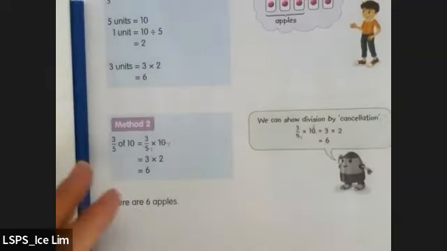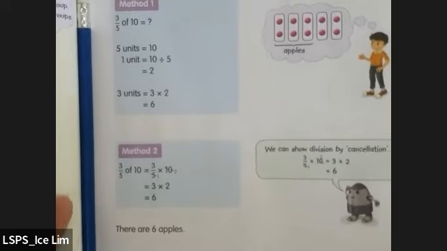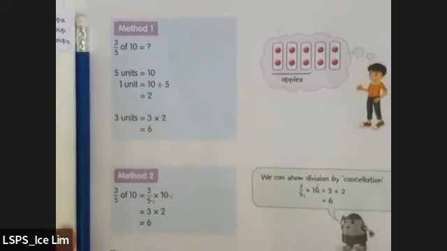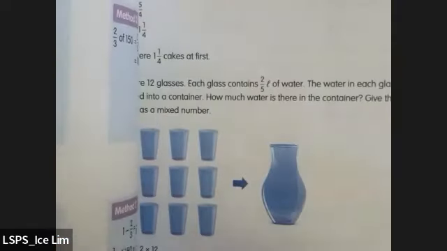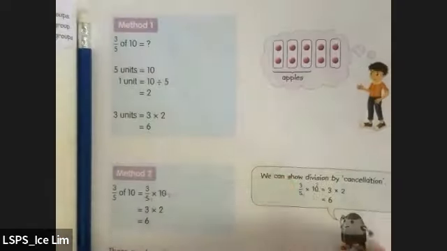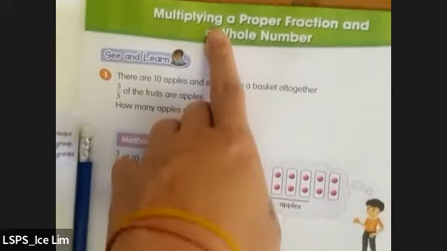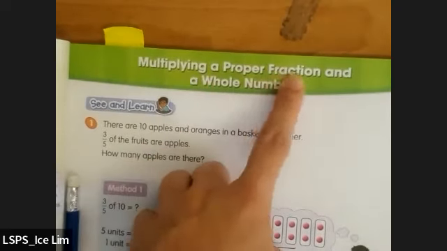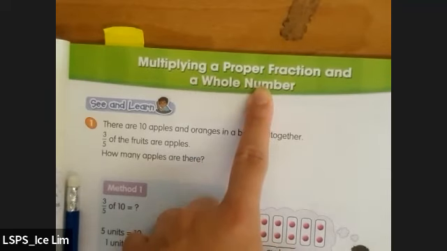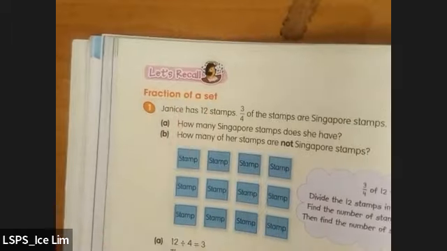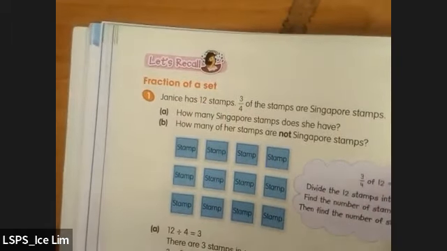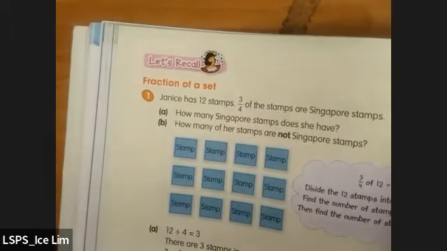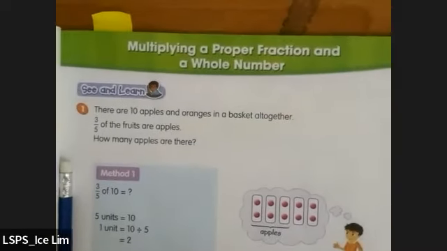The second skills upgrade is this. At primary 5, there's really more than one method to solve problems. In this particular problem here, under the topic of the skill called multiply a proper fraction with a whole number, it comes from fraction of a set as an idea. So the skills to calculating are similar.